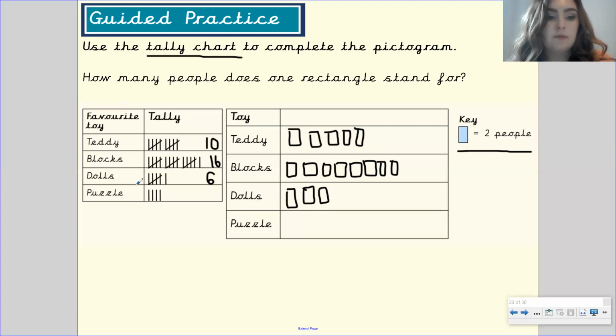Okay, now let's have a look at puzzles. So we've got 1, 2, 3, 4 who chose puzzles. So how many rectangles are we going to draw? Use the key to help you. Pause the video to have a think. Well done if you said 2, because 4 divided by 2 is 2. So that's how we would convert a tally chart into a pictogram using a key.